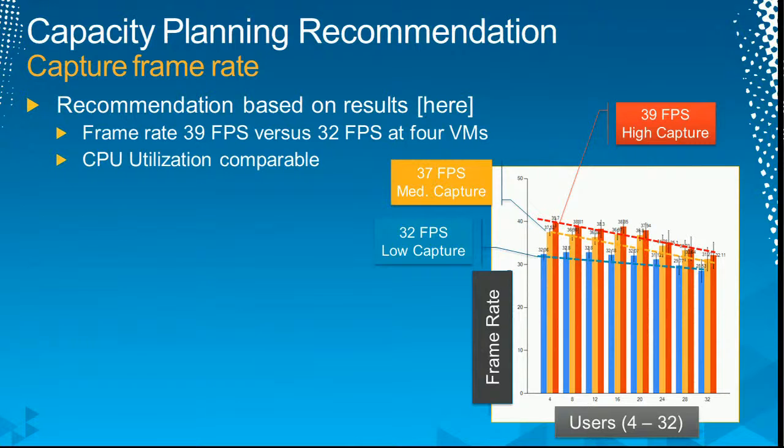The trend line is going down, as we expect, as we load the system. At 32 users, we're seeing 28 frames per second for the blue line, the low capture rate, and we're seeing 31 and 32 for the other two. So the frame rate is responding to the capture rate.